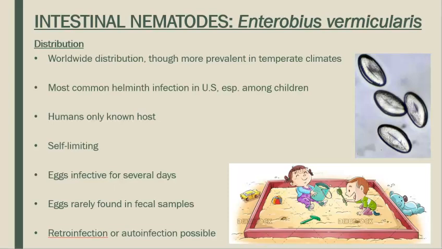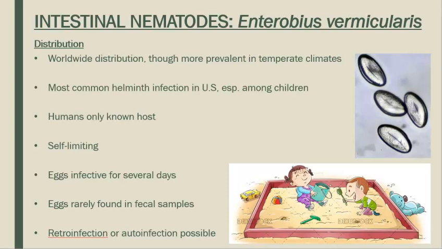So let's talk about distribution of Enterobius vermicularis. It has worldwide distribution, though more prevalent in our temperate climates. It is the most common helminth infection in the U.S. among children. Humans are the only known host. It can be self-limiting, meaning that it resolves on its own, but there are antiparasitic meds out there to treat a pinworm infection. Eggs are infective for several days. Eggs rarely are found in the fecal samples.